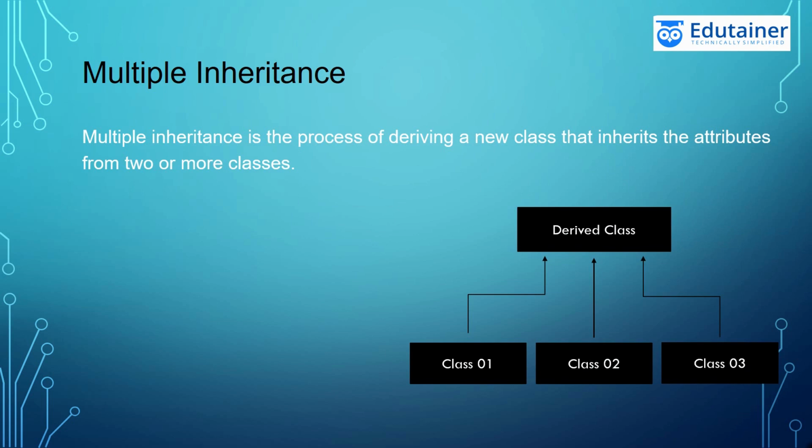So let's see this diagram. Over here you can see that we have multiple classes, that is class 1, class 2 and class 3, and we are deriving a class using their different attributes. So you can see this is the derived class. Now let's move to Code::Blocks so that I can show you the practical implementation of multiple inheritance.